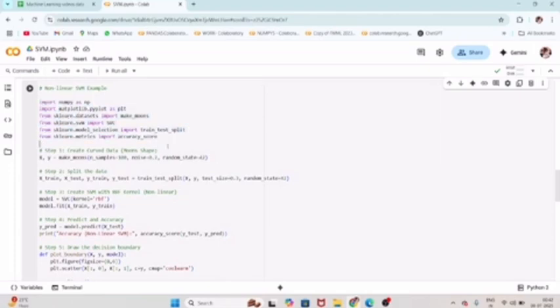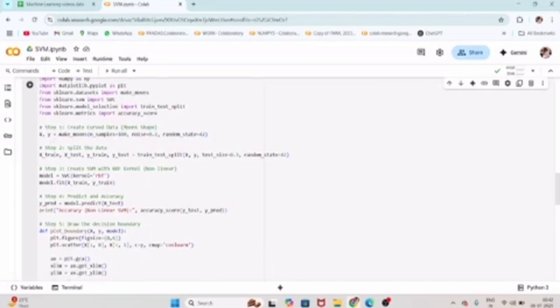Okay. First, we are creating a special type of data called moons. It looks like two curved shapes, right? Next, we split the data into training and testing, like I told you before in the part 1 video.